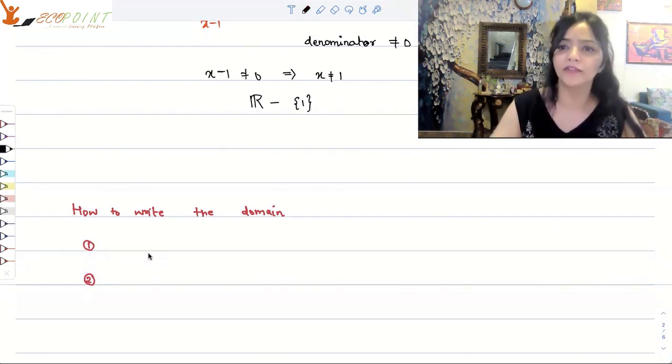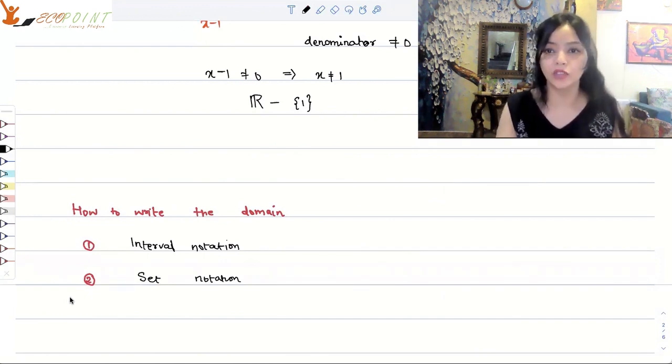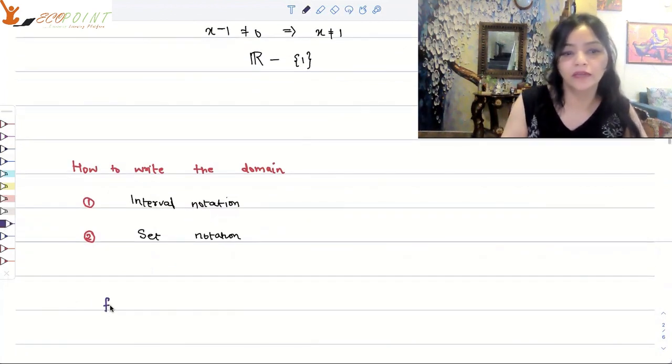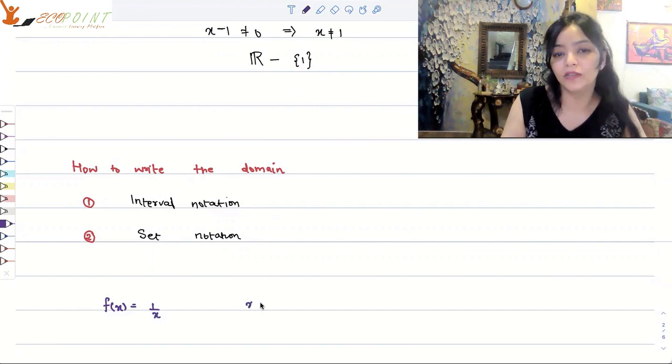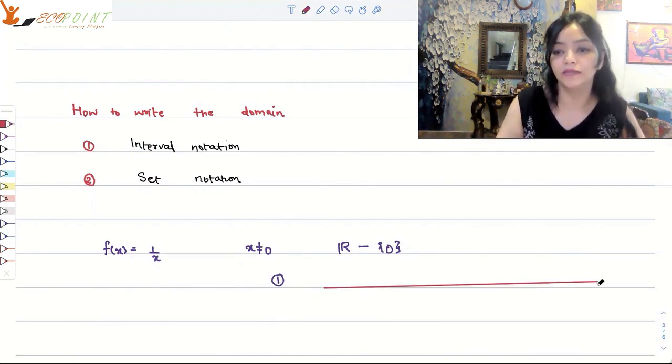There are two ways we can write down the domain for any given function. One is the interval notation. The second is the set notation. Now let's understand what these notations are like. I'm going to take you back to the previous question. So we figured out if f(x) is equal to 1 upon x, and only real numbers we are considering as inputs, then we know that x should not be equal to 0, or in other words, R minus 0 is the domain. If I have to represent it in terms of interval, how can you create your interval on the number line? Let's see it on the number line first, and then we'll write it down.